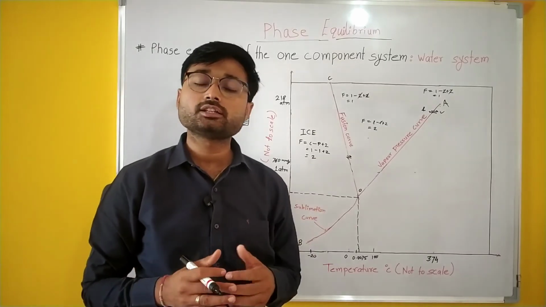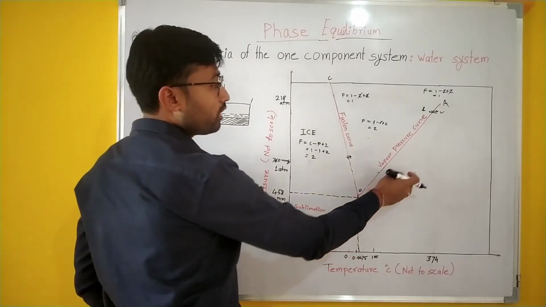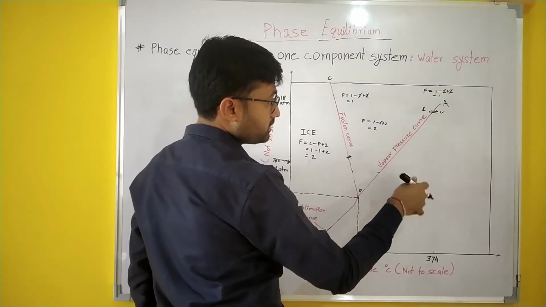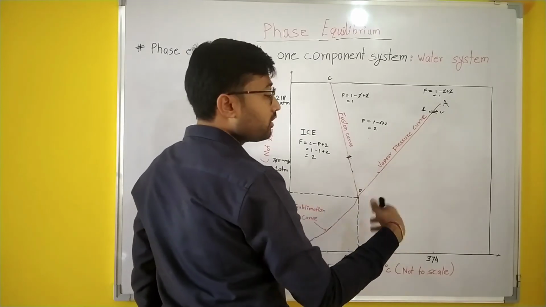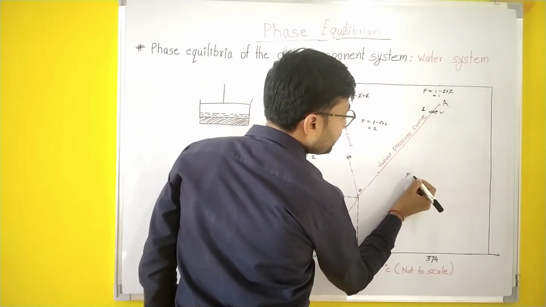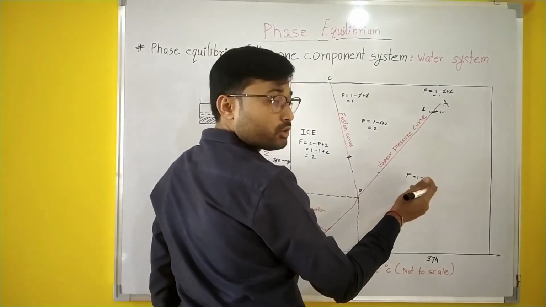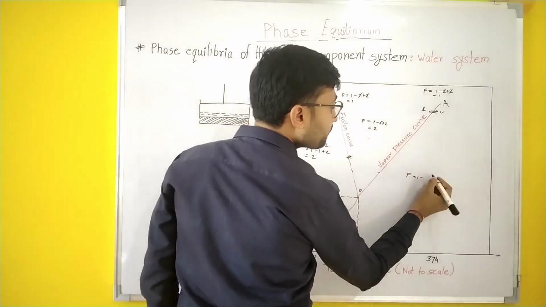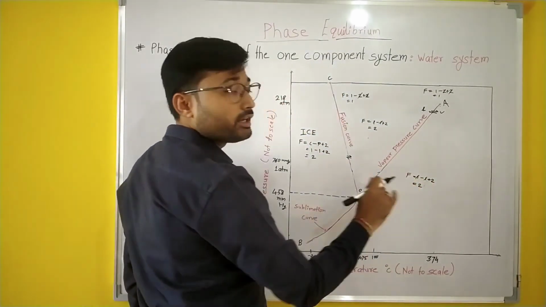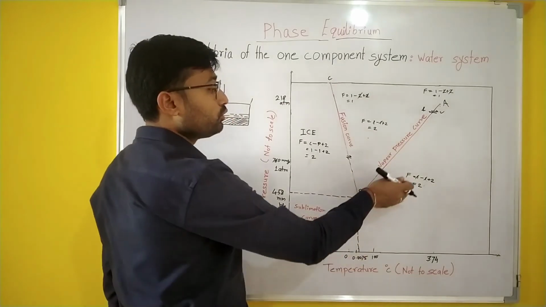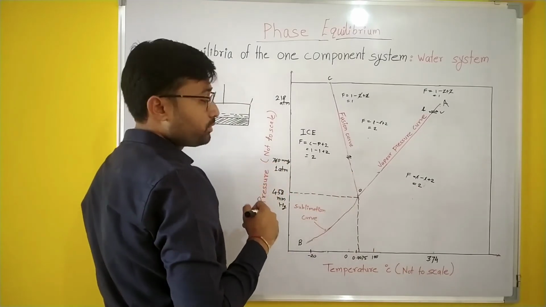So to define any system you need both variables, temperature as well as pressure. So what happens in this region, O, A, O, B? Below this, what is the degree of freedom? Your component is 1. Number of phases is 1, plus 2. So here also your degree of freedom will be 2. So to define any point, you need both temperature as well as pressure.